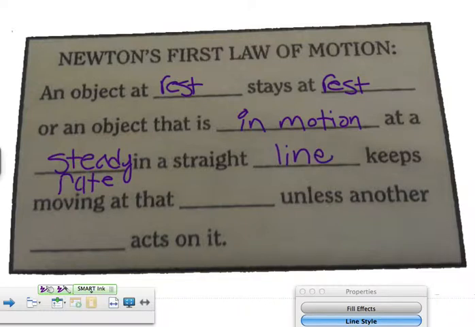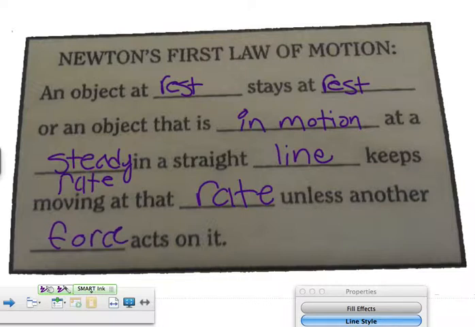That's because no air or anything has been a force acting upon it. Keeps moving at that rate. Okay. If she said speed, would that be correct? Yes. If she said pace, would that be correct? Yes. If she said velocity, would that be correct? No. Yes, velocity and speed. Look at your dictionary. Unless another force acts on it. Exactly.